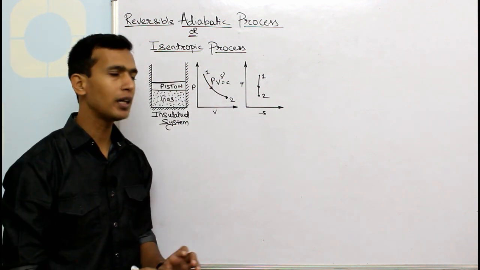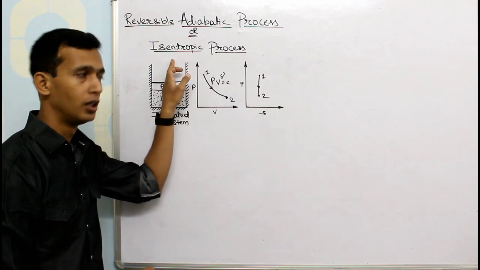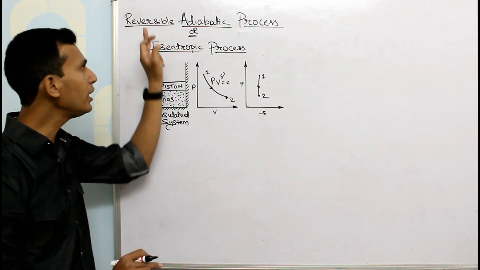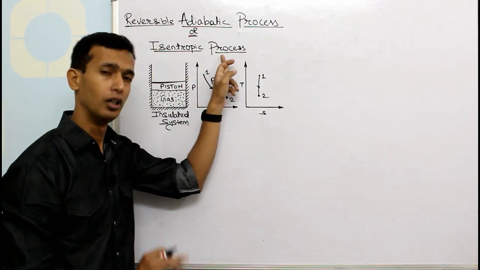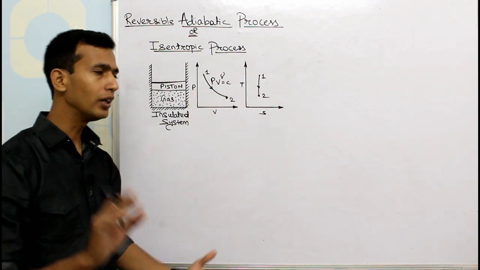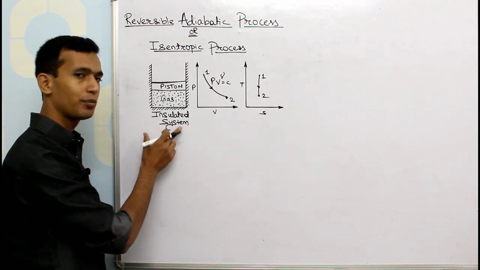Now, it should be noted that every adiabatic process cannot be called isentropic. Only when the adiabatic process is also reversible is it called an isentropic process. Why is it so? We will understand in this video. So, let's get started. This is the diagrammatic representation of an adiabatic process.